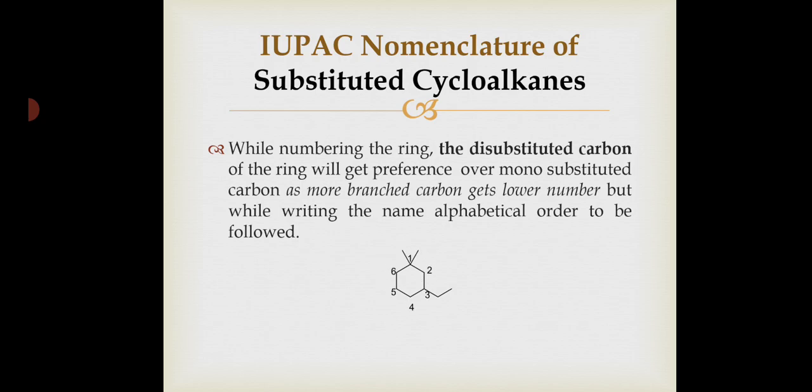But what will be the name of this compound? There are two methyl groups at 1 position and an ethyl group at 3 position. While writing the name, since we have to follow the alphabetical order, ethyl will get preference over methyl, and so the name of this compound will be 3-ethyl-1,1-dimethyl cyclohexane.